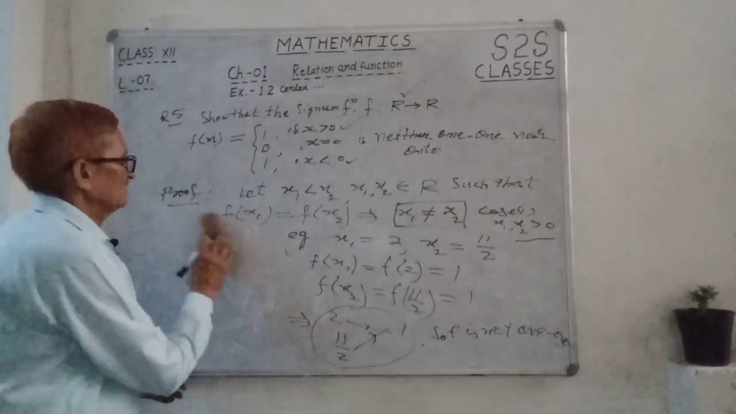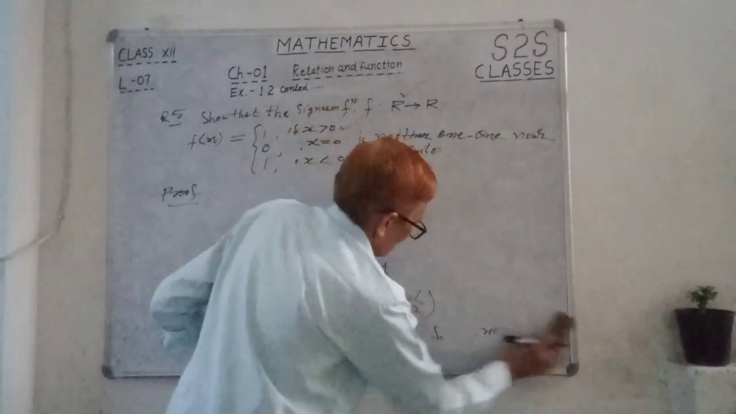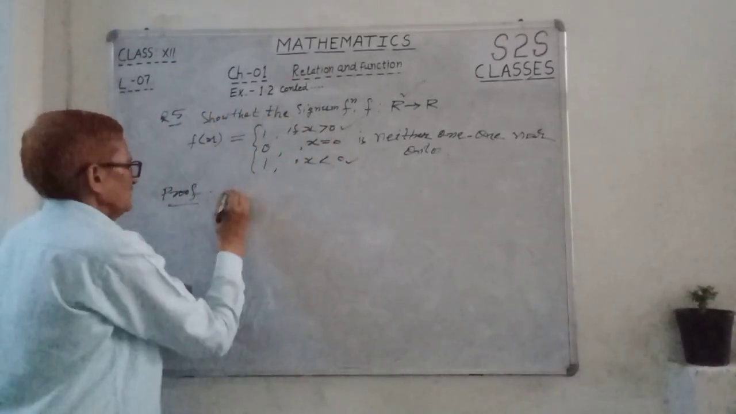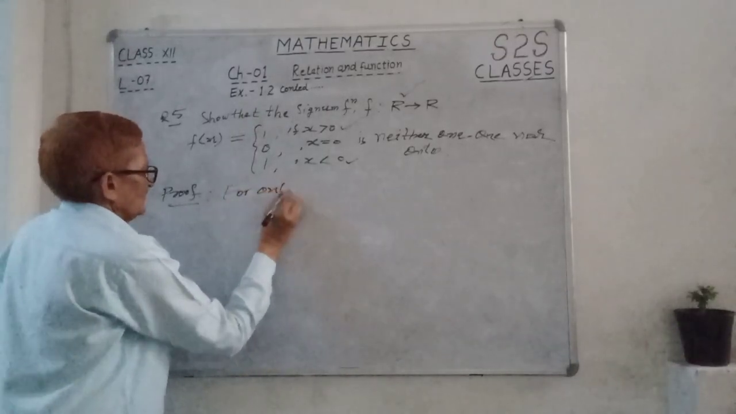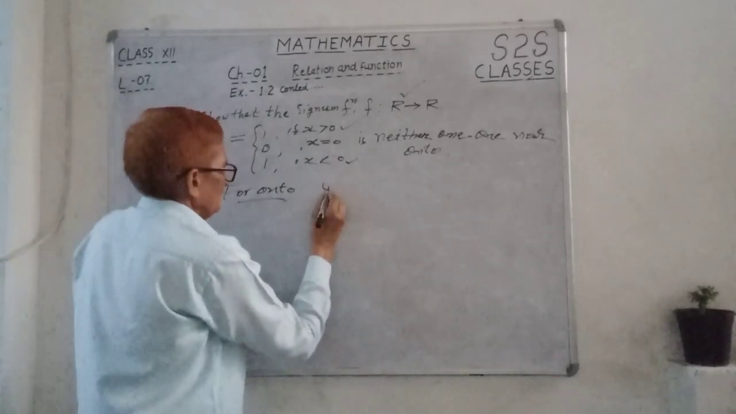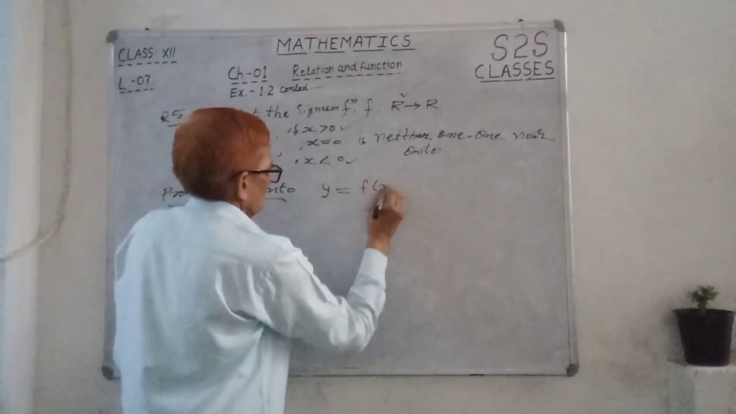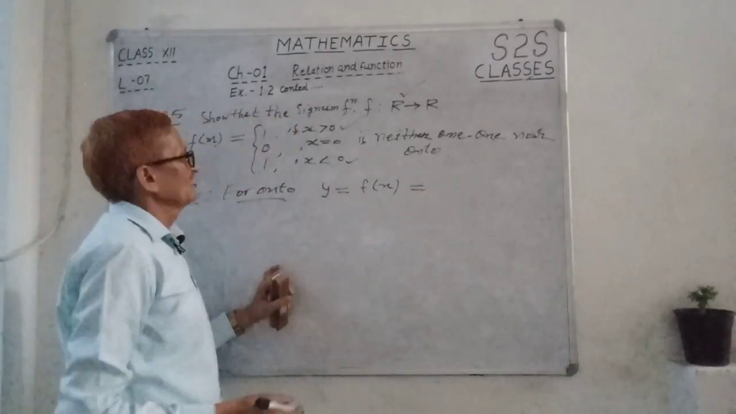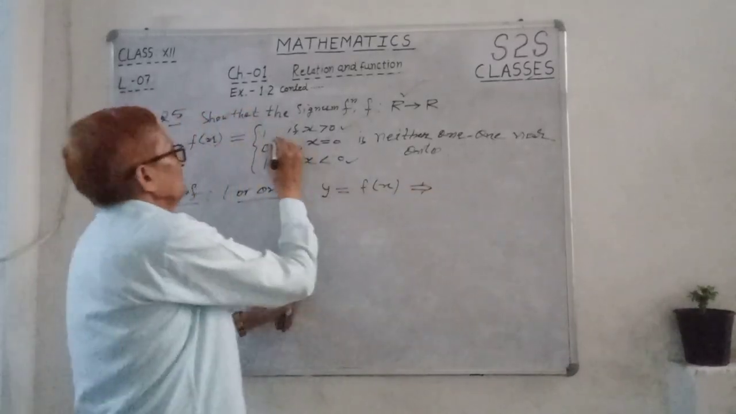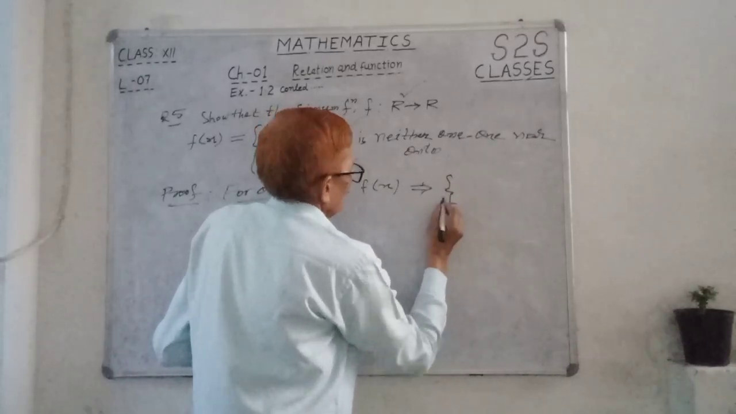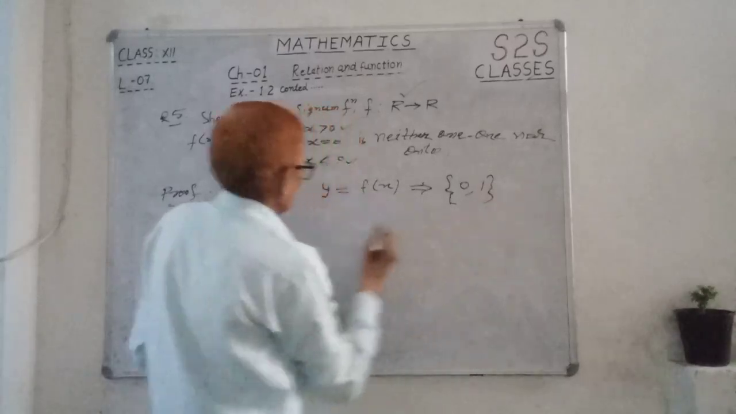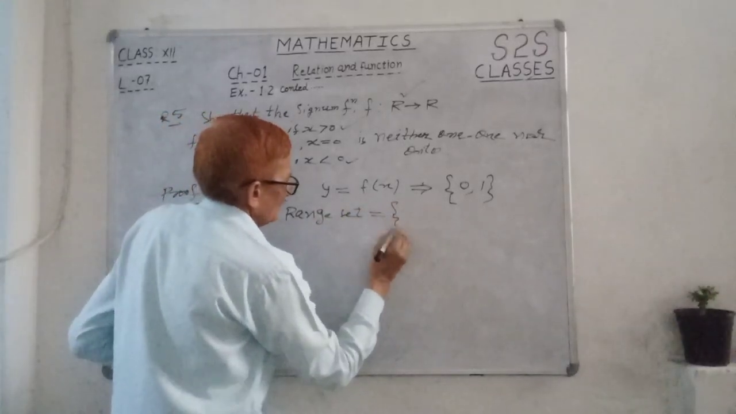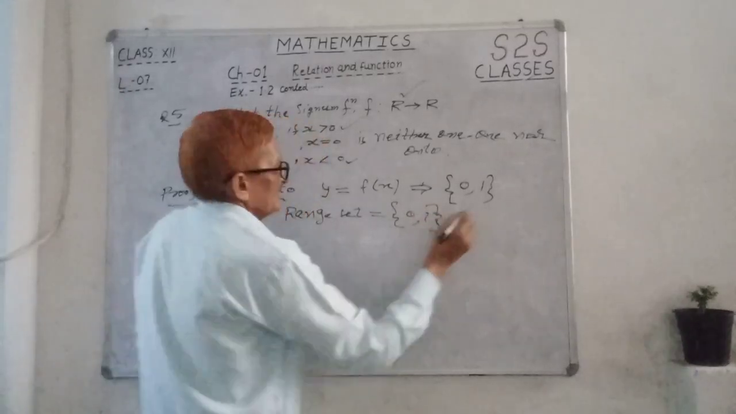Okay, now for onto, it is not one-one, hence proved that it is not one-one. Now after that, for onto, the range: y is equal to f(x), and f(x) is equal to the function's nature, for all real numbers. This implies from the given: 1, 0, minus 1. So this is the set of three elements. This is the range set. The range set is equal to {0, 1}, given.